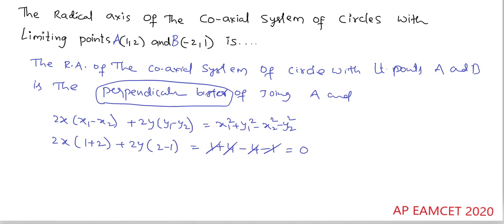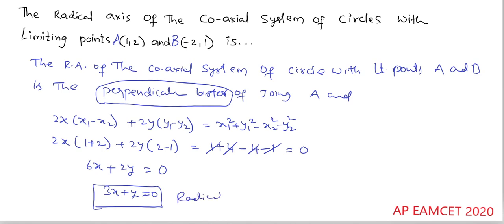That is 2x into 3, that is 6x, plus 2y into 1, 2y, is equal to 0. Take 2 common, that is 3x + y = 0. This is the equation of the perpendicular bisector. This is the radical axis, that is 3x + y = 0.